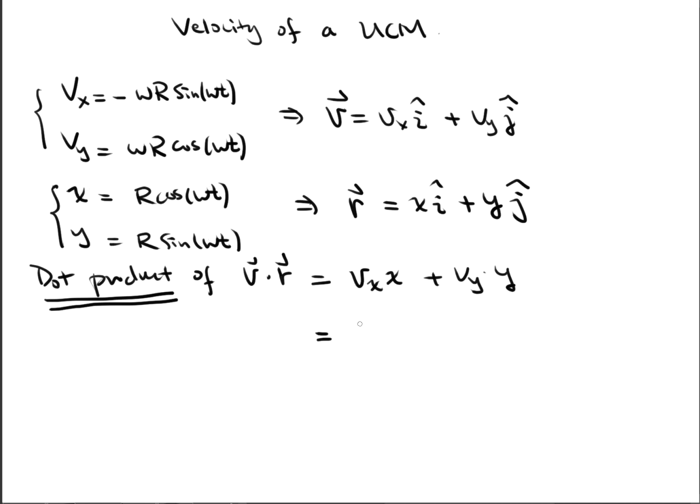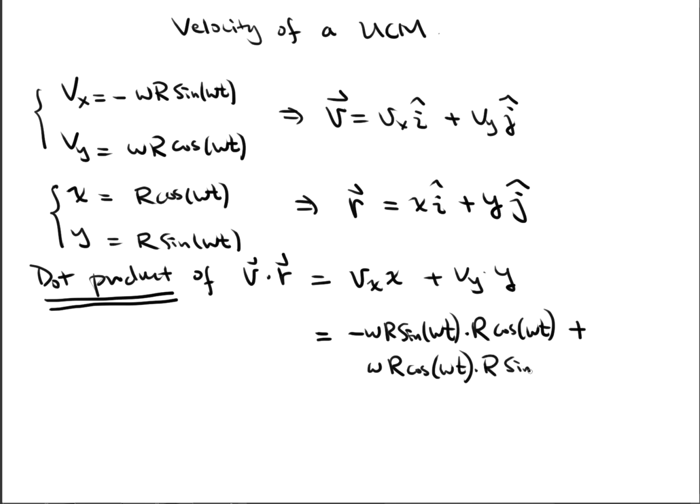So vx equals negative omega r sine omega t, x is r cosine omega t, plus vy is omega r cosine omega t, and y is r sine omega t. Now we can see these two terms are exactly the same, and they have opposite signs, so they exactly cancel. So that's the calculation of the dot product using component form.